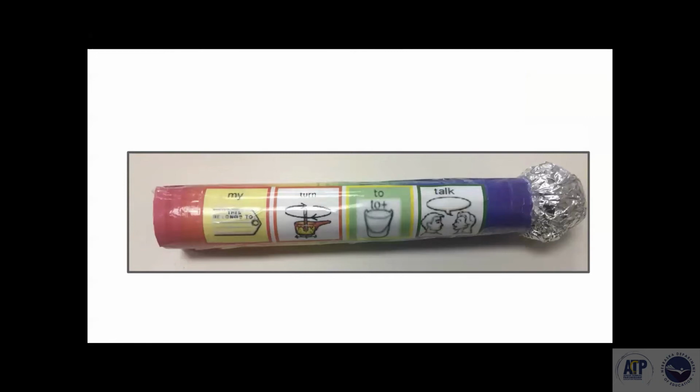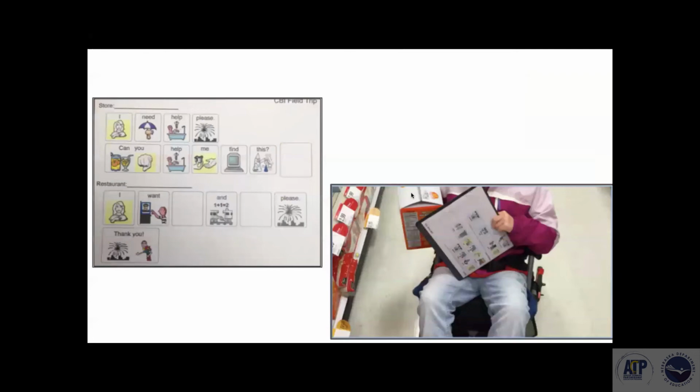There was a teacher that created this. Her students would sometimes talk out of turn or would interrupt one another. And so she just created this visual guide on a fake microphone that says, it's my turn to talk. And I think on the other side, it says, can I have a turn to talk?